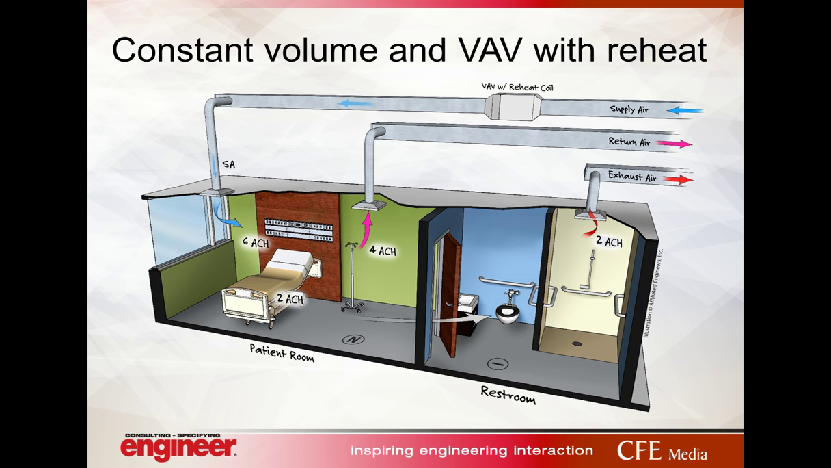In a constant volume system, the main difference is just what it sounds like. The air quantity you send to the room is constant all the time, and all of the modulation is done with the heating coil.